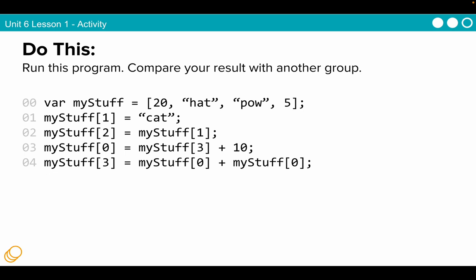It helped me a lot to write down what my list would be at the end after each line ran. So for example, if this is the list I'm starting with and I'm replacing what's in index 1, so 0, 1, I'm replacing the word hat with the word cat, I would write down 20, cat, pow, 5. That helped me keep it in order for each line. So pause the video here so you can do that.